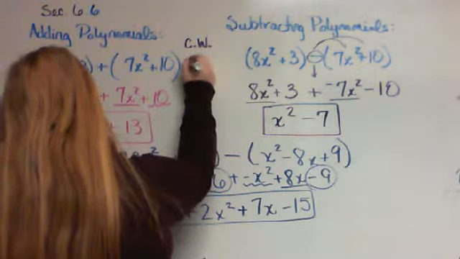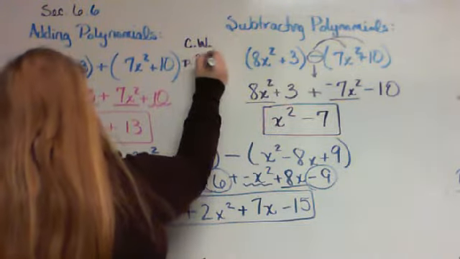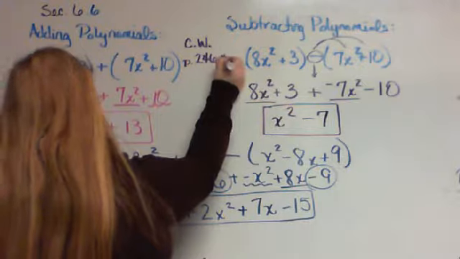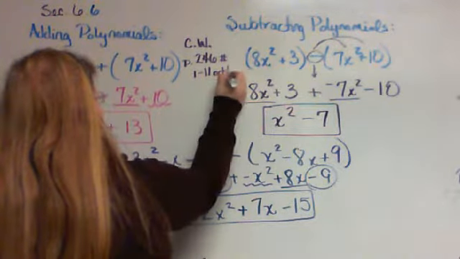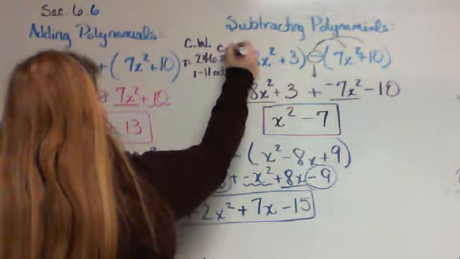So classwork for this section, page 246, numbers 1 through 11 odd, and that is in the class exercises.